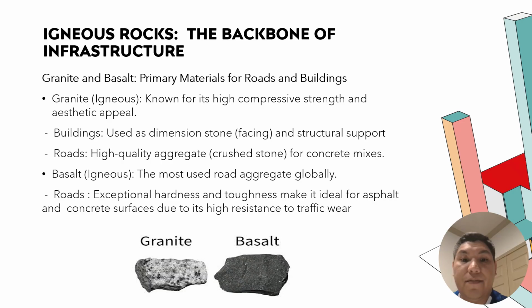Igneous rocks are the backbone of the structure. Granite and basalt are the primary materials of the roads and buildings. Granite, an igneous rock, is known for its high compressive strength and aesthetic appeal. The building uses dimension stones for facing and structural supports, and for the roads, high quality aggregate crushed stones for concrete mixes. Basalt is the most used aggregate globally. It has exceptional hardness and toughness, making it ideal for asphalt and concrete surfaces due to the high resistance to traffic wear.